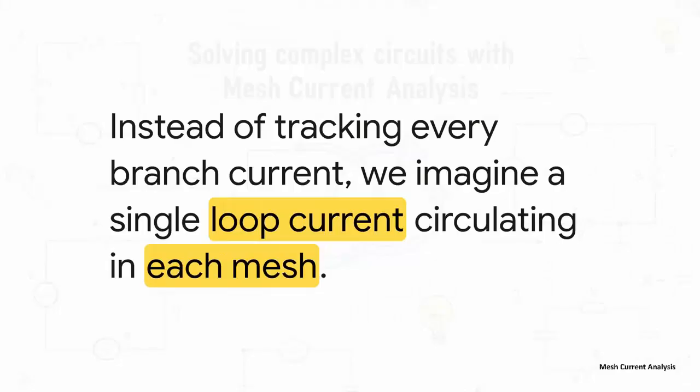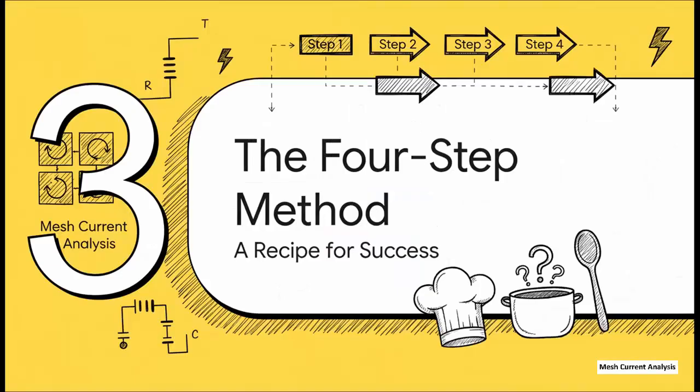And here is the magic trick. This is the core idea of the whole thing. Instead of trying to track the actual current flowing through every single wire, we just imagine one single unified current circulating around in each mesh. This little bit of genius, which is based on Kirchhoff's voltage law, dramatically, and I mean dramatically, simplifies the math we have to do.